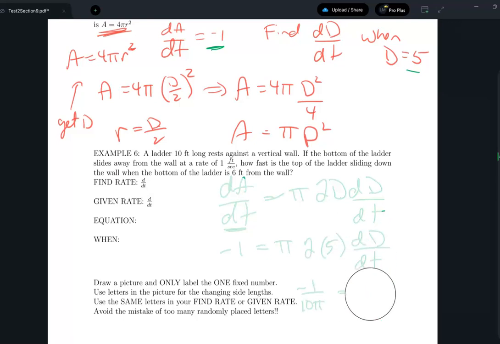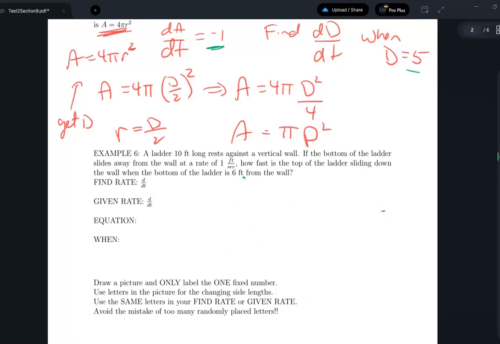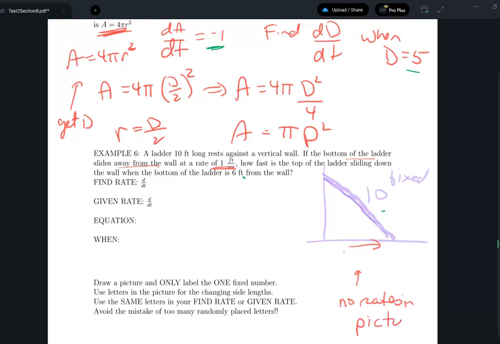Okay, so here we move into where you draw a picture for the problems. So we have a 10-foot ladder. If it's a fixed amount, you're going to put that in the picture. So this is fixed. The ladder is not changing length. It leans against a vertical wall. The bottom of the ladder is sliding away from the wall. And they tell us at what rate. So don't put any rates in your picture because you want variables.